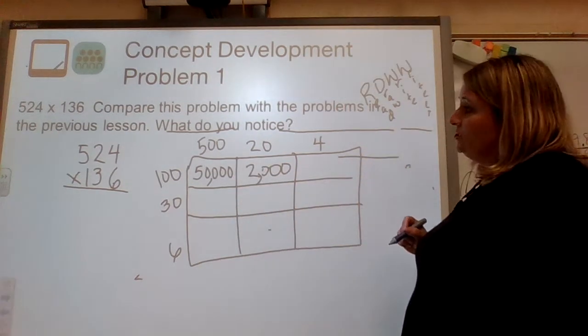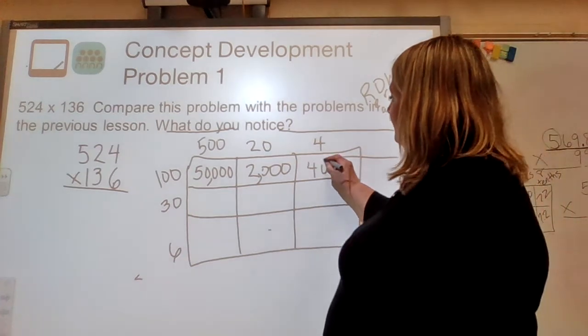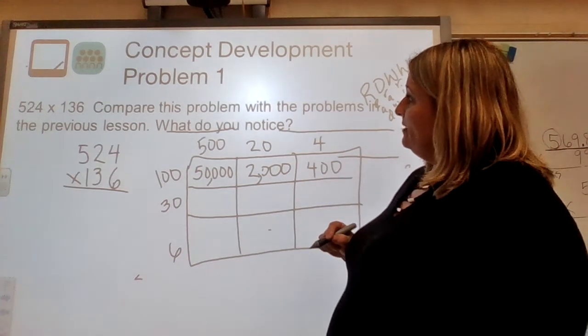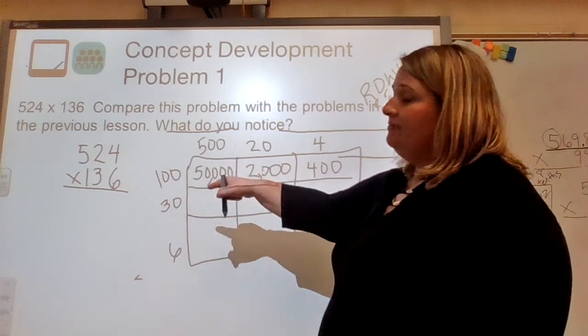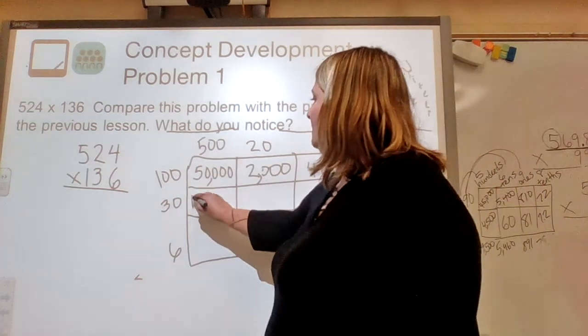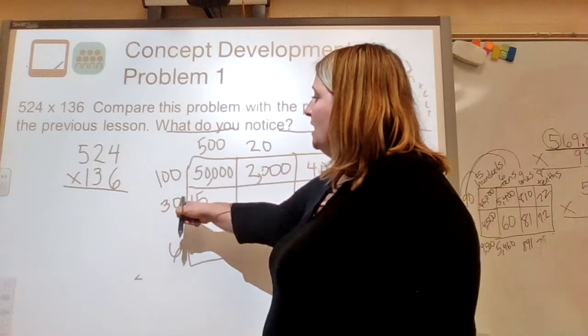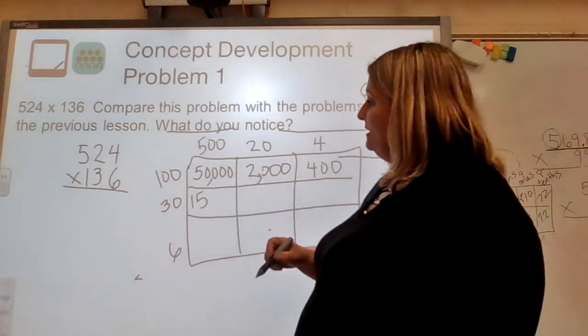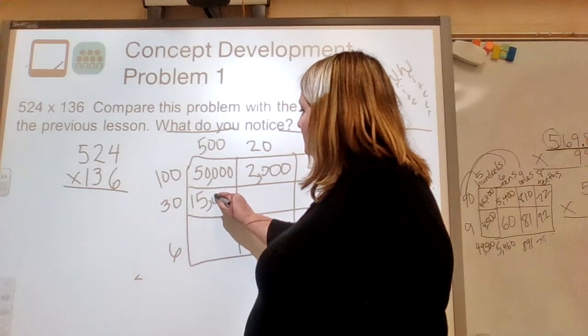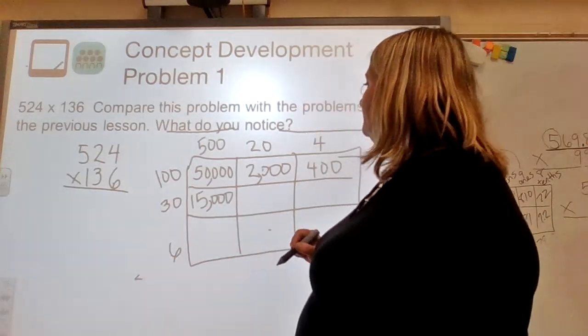Now I have 100 times 4. That's going to give me 400. And then I have 30 times 500. I know that 5 times 3 is 15, and this is just like saying 100 times 10, and I know that 100 times 10 is going to equal 1,000. So I have 15,000 there.